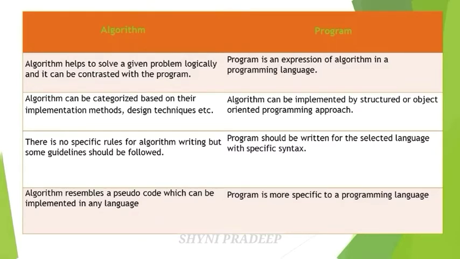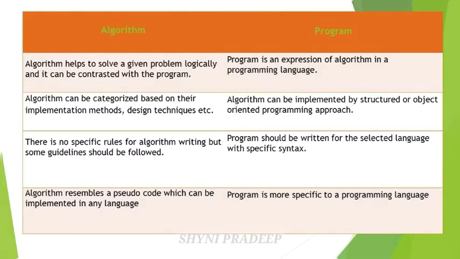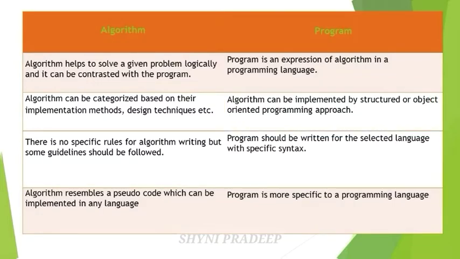Next point, algorithms can be categorized based on their implementation methods and design techniques. So algorithms can be classified by execution methods and design techniques. The program can be implemented by structured and object-oriented programming approaches. Structured programming means C is a structured programming language. What is an object-oriented programming language? Python. C++ is both a structured and object-oriented programming language.